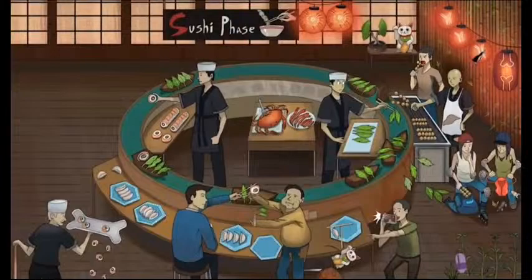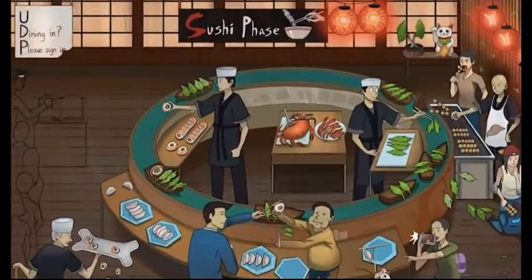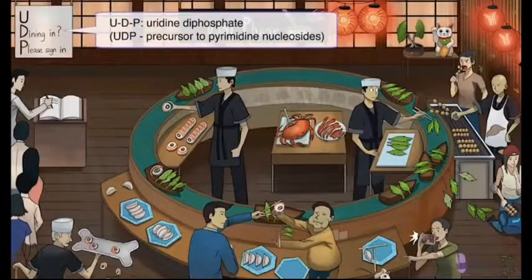Remember that thymidine is a deoxynucleoside found only in DNA, not RNA. But the thing is, it's actually ribonucleotides that are synthesized first and then converted to deoxyribonucleotides used in DNA. So, the precursor to all those pyrimidine nucleotides is, in fact, a uridine monophosphate, or UMP, which is subsequently phosphorylated to uridine diphosphate, or UDP. UDP is represented here by the sign at the entrance, "You dining in? Please sign in."